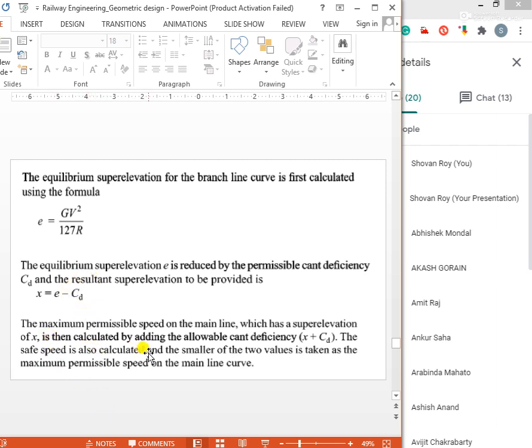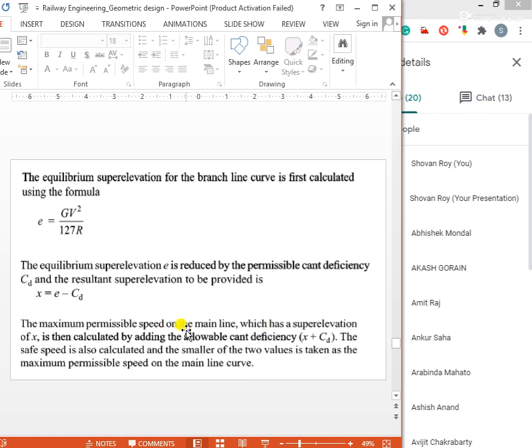Third, the maximum permissible speed on the main line, which has a super elevation of x, is then calculated by adding the allowable cant deficiency, x plus CD. The safe speed is also calculated, and the smaller of the two values is taken as the maximum permissible speed on the main line curve. So this x value is first calculated from E minus CD. After calculation of this x value, the maximum permissible speed on the main line is calculated.